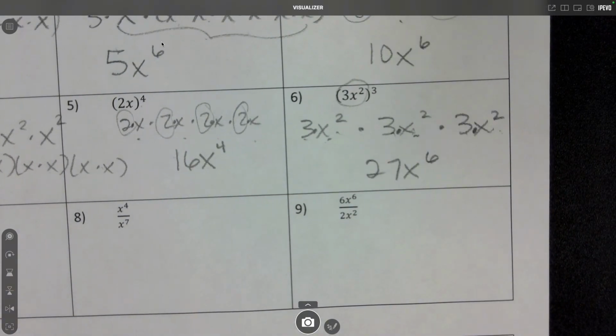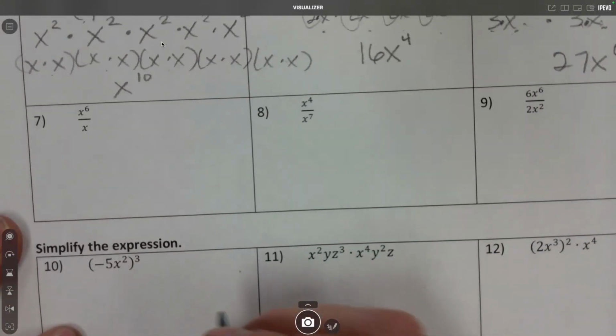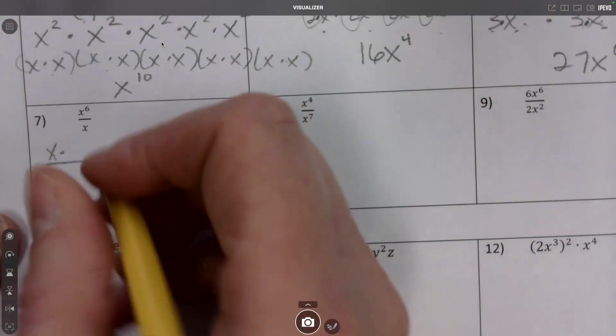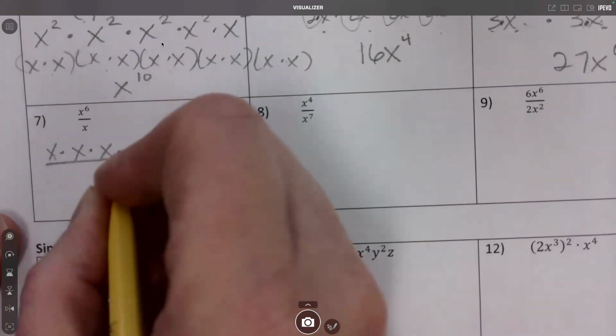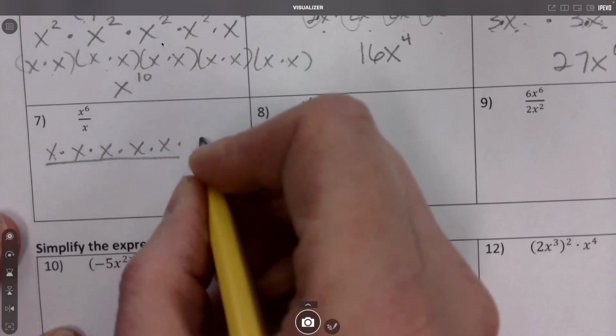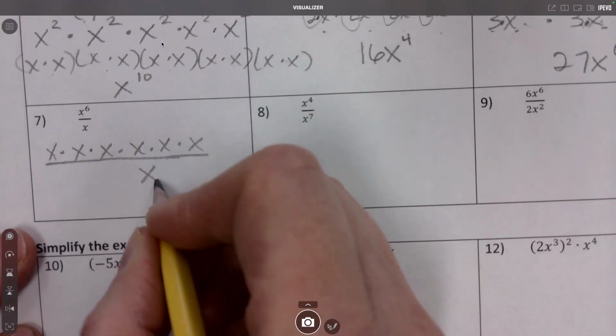So in the next group, we're looking at dividing. So let's think about division. So when I divide, first I'm going to just write out what I have. X to the 6th power would mean 6 x's in my numerator. 1, 2, 3, 4, 5, 6. Make the fraction bar there a little bit longer. And I have 1 factor of x in my denominator.